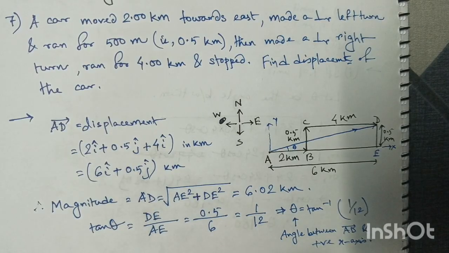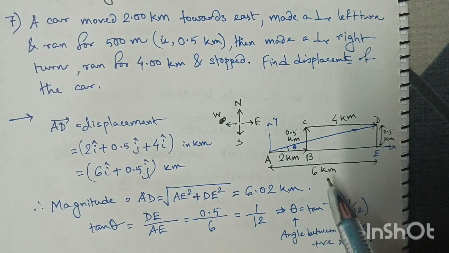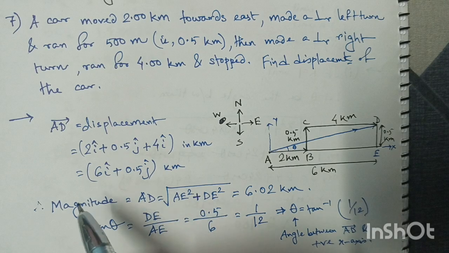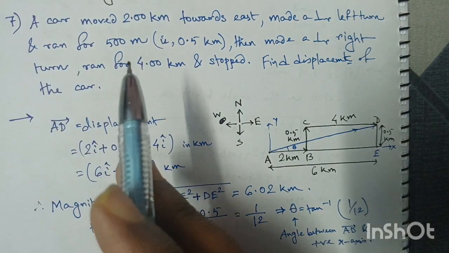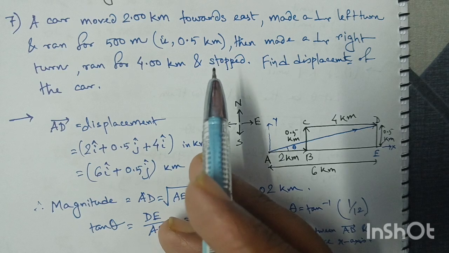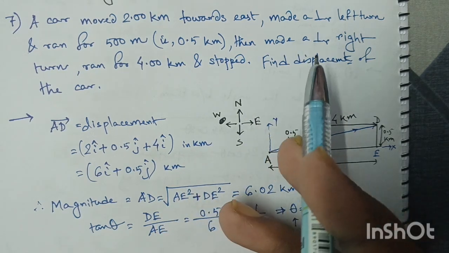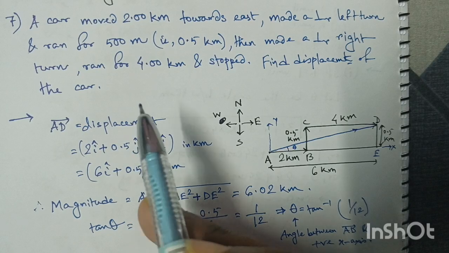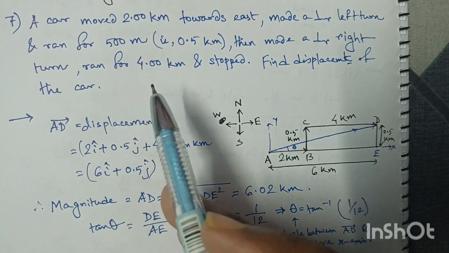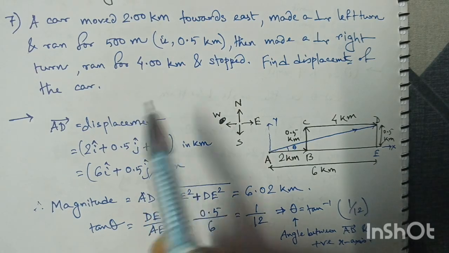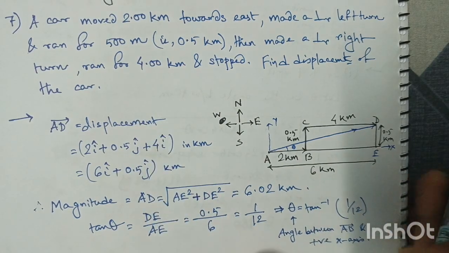Now question number 7 says a car moved 2 kilometers towards the east, then made a perpendicular left turn and ran for 500 meters, that is 0.5 kilometer, then made a perpendicular right turn, that is again towards east, and then ran for 4 kilometers and stopped. Find the displacement of the car. Now see, the whole situation is shown in the figure here.